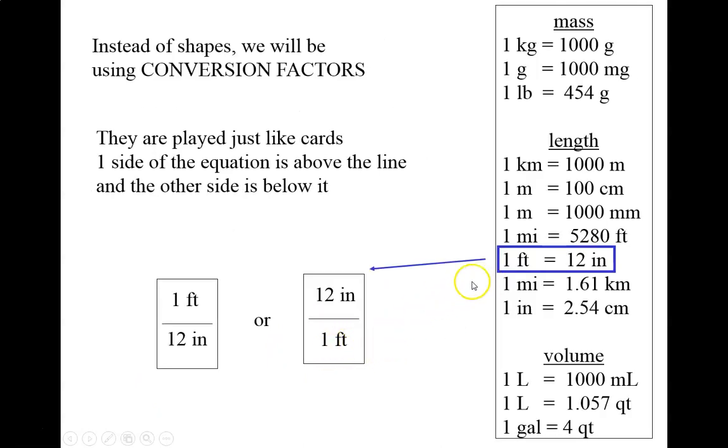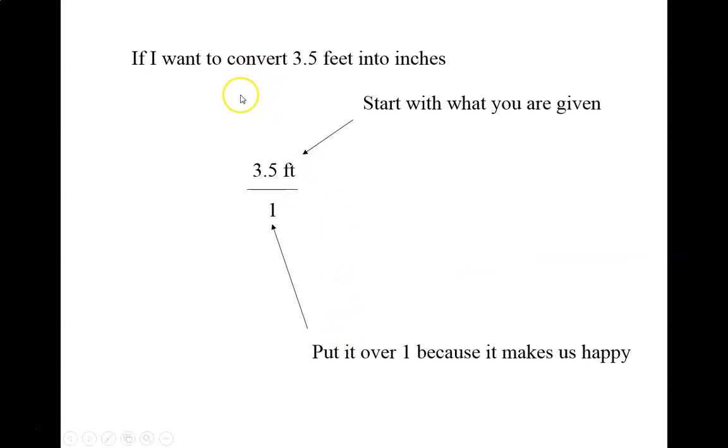Instead of having these color-coded cards, you're going to have these conversion factors. You do not need to memorize these conversion factors. I will always give these to you. But these play just like the cards, where we've got one thing equals another thing. So this is 1 foot equals 12 inches. We can play the 1 foot on top and the 12 inches on the bottom, or we can play the 12 inches on top and the 1 foot on the bottom. How we want to play the card is that we want to cancel the unit. This is how you're going to do these.